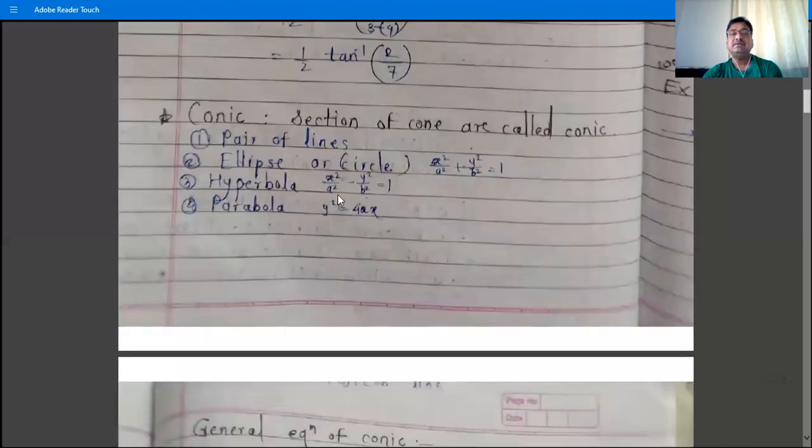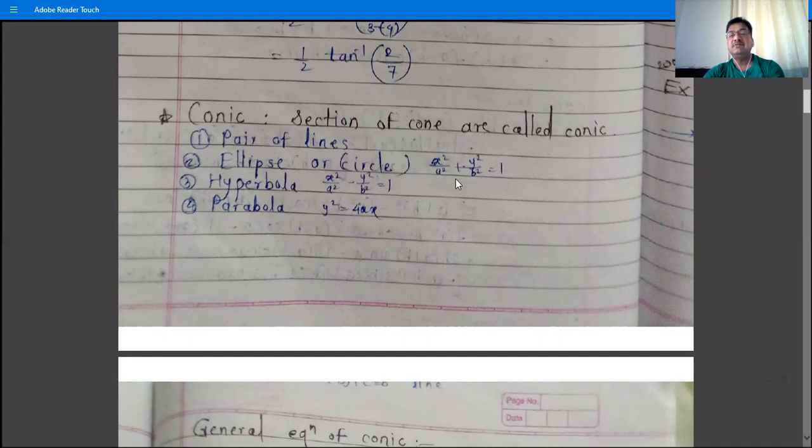So the next topic is conics. The sections of a cone are called conics, and there are different shapes of the sections of cones. After sectioning a cone, we have the pair of lines, we have the ellipse or circle. Circle is a special ellipse in which the major axis and minor axis are both the same.